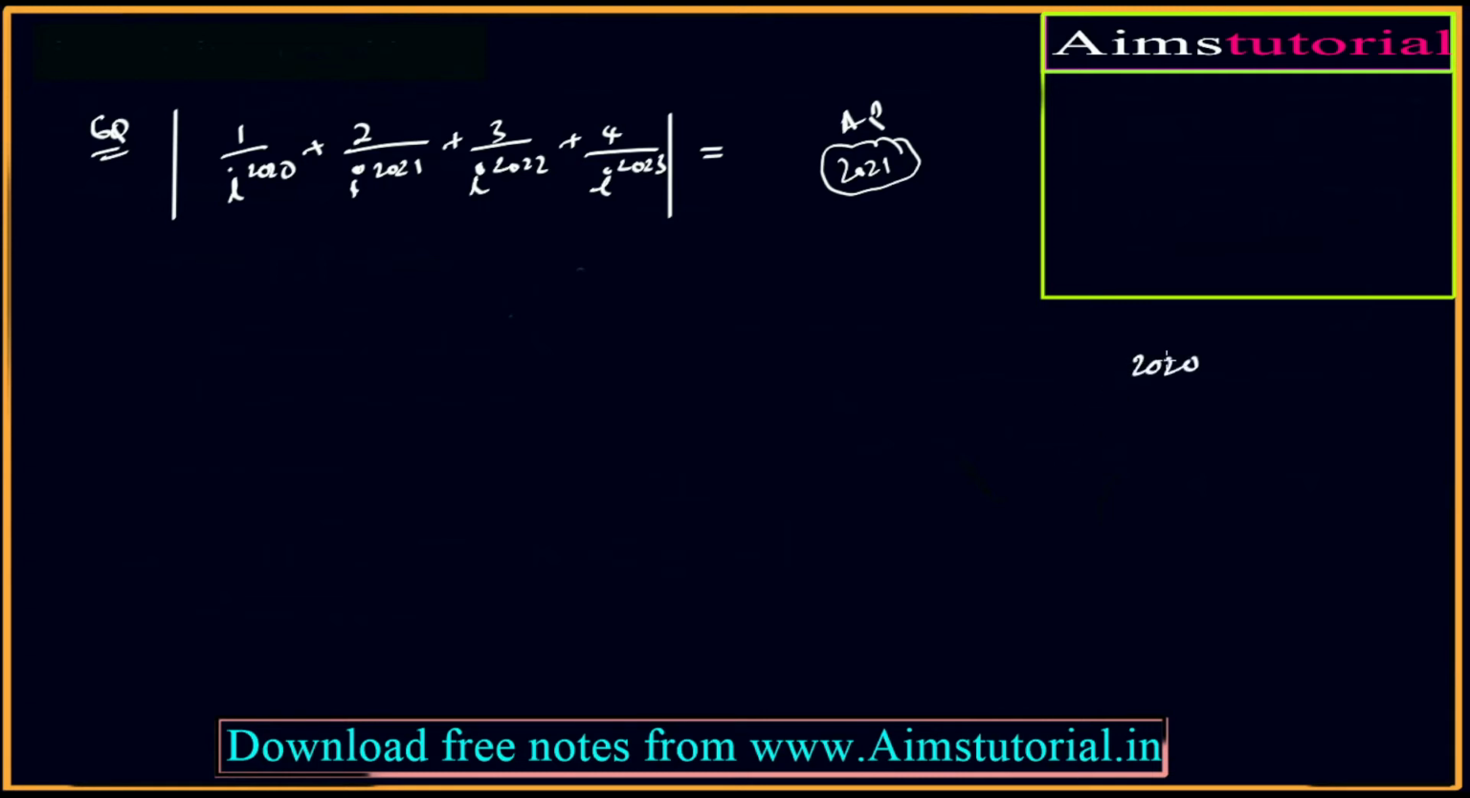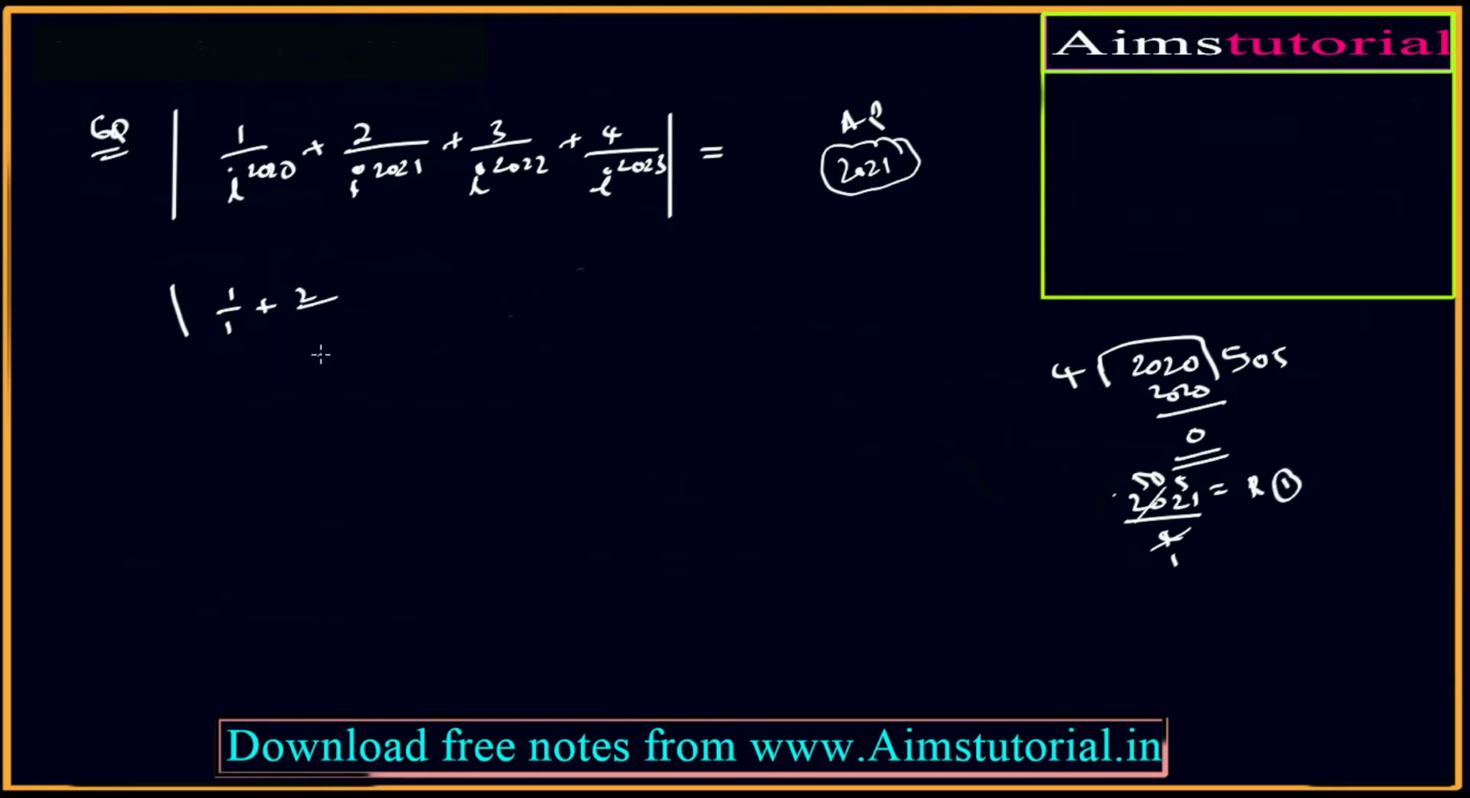So 2020, if you divide it by 4, 4 fives are 20, so the remainder is 0. So 1 by i to the 2020 remains 1. Plus 2 by i power 2021: if you divide 2021 by 4, 4 fives are 20, still 1 remains, so our remainder is 1, and this becomes i. Plus 3 by i power 2022: i square will remain. Like that, the last one becomes i power 3.